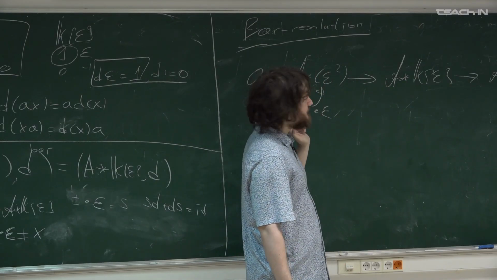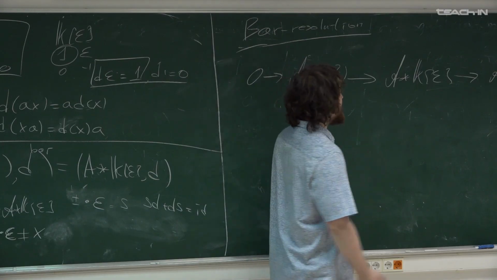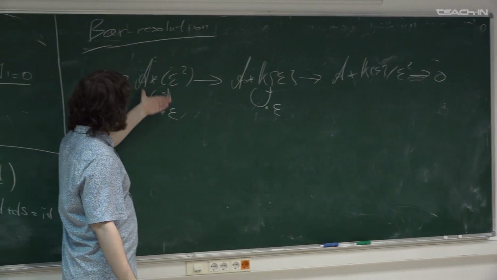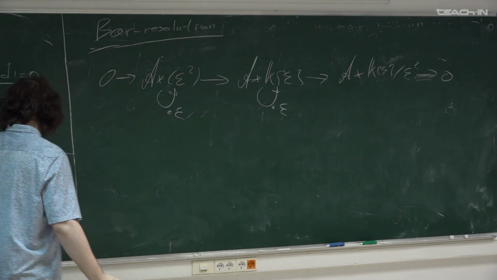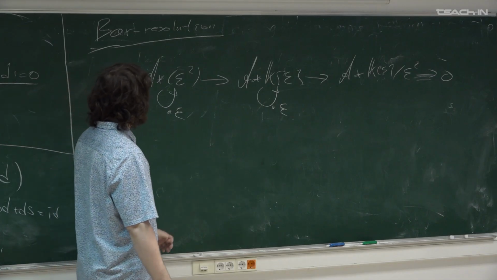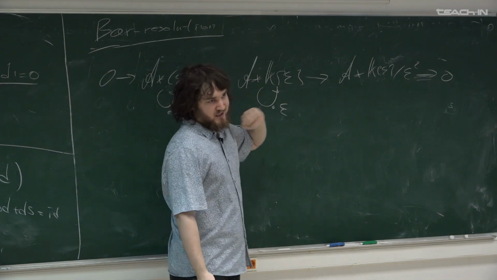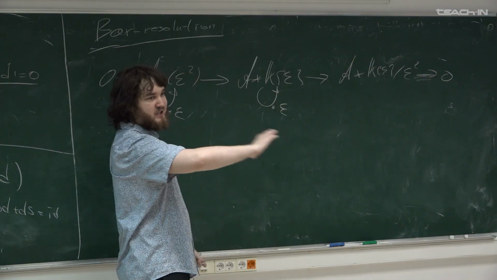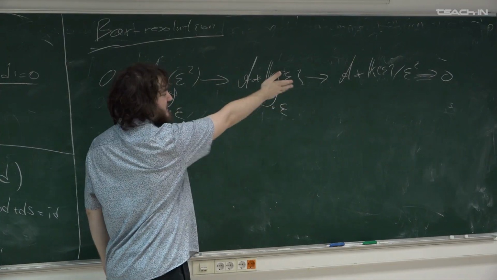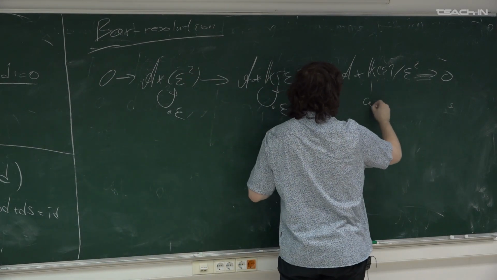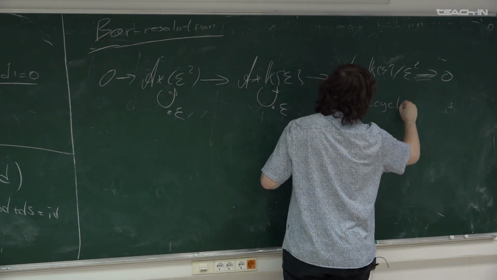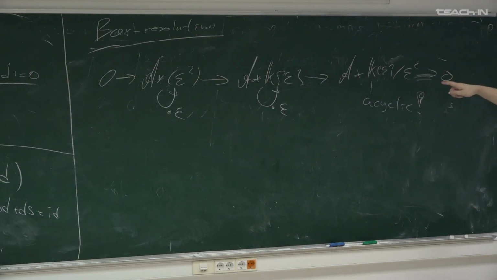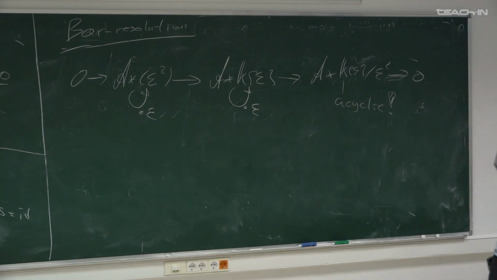What I want to say is this is contractible, this is contractible. This is contractible by our contraction, and my homotopy is correctly defined on this ideal also, because it's multiplication by epsilon. And so this is also contractible, or rather, it's not contractible, it's acyclic. It's acyclic because of the long exact sequence in homology. If it's 0, then it's acyclic. And this is called the reduced bar resolution.